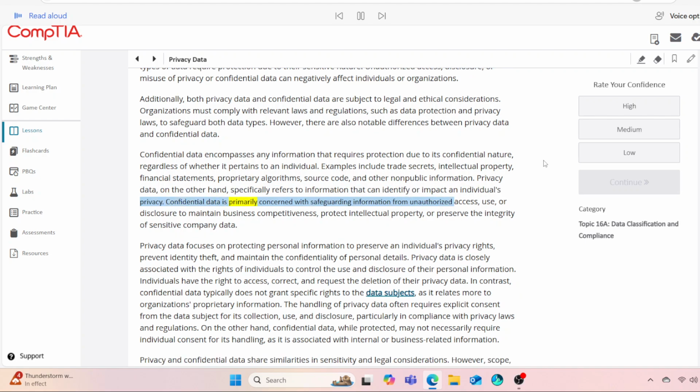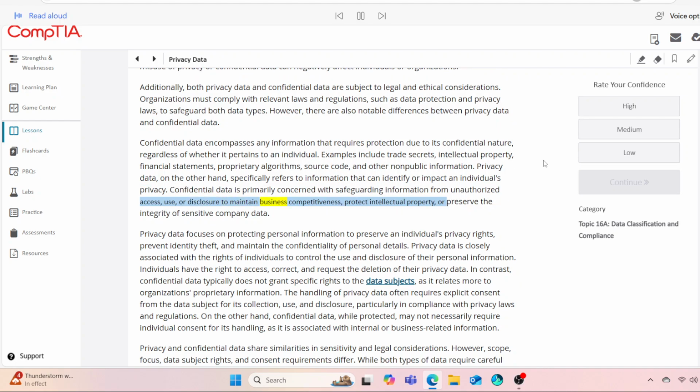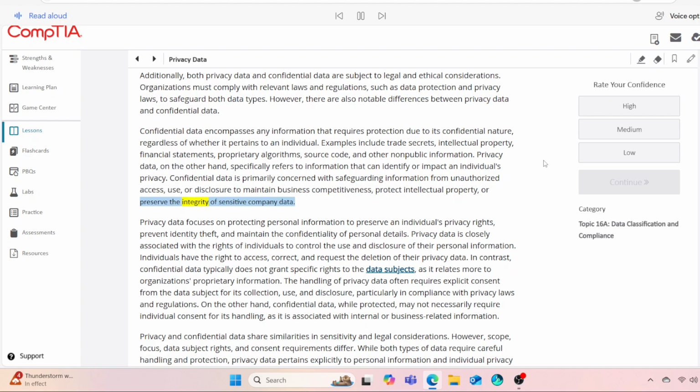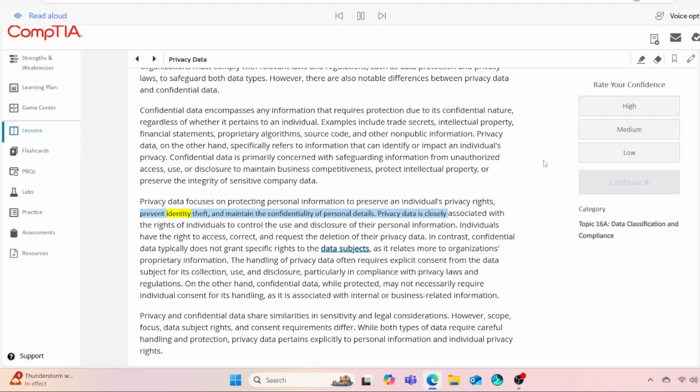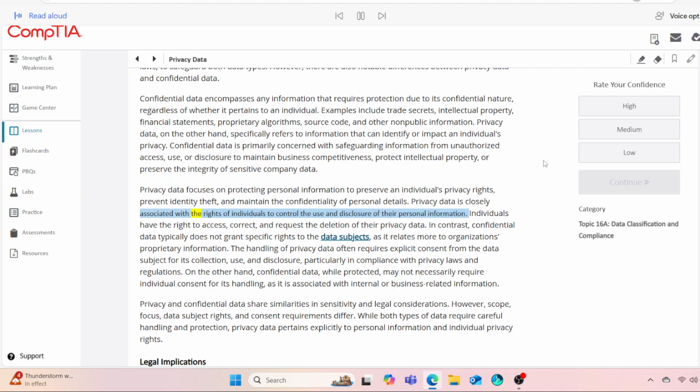Confidential data is primarily concerned with safeguarding information from unauthorized access, use, or disclosure to maintain business competitiveness, protect intellectual property, or preserve the integrity of sensitive company data. Privacy data focuses on protecting personal information to preserve an individual's privacy rights, prevent identity theft, and maintain the confidentiality of personal details. Privacy data is closely associated with the rights of individuals to control the use and disclosure of their personal information.